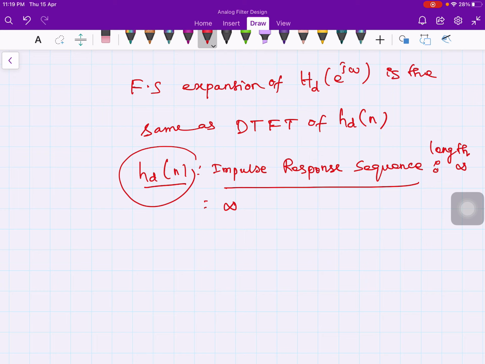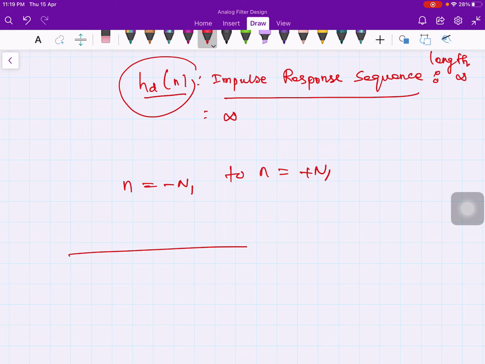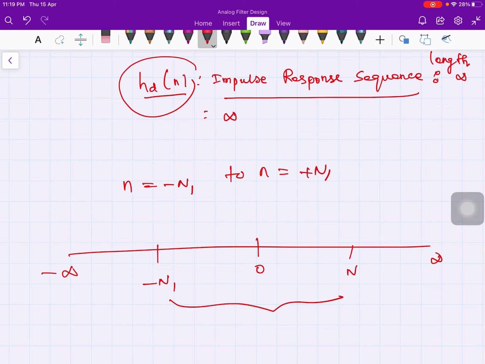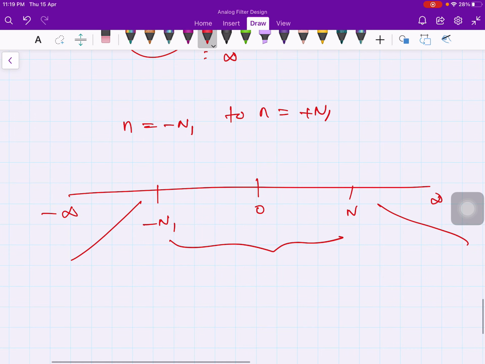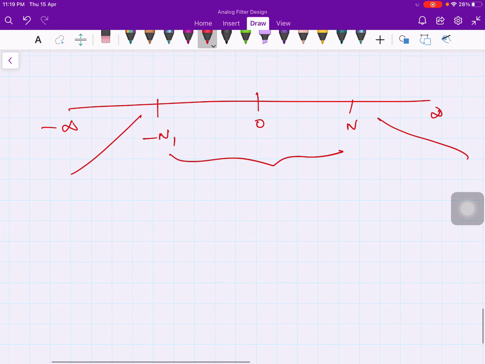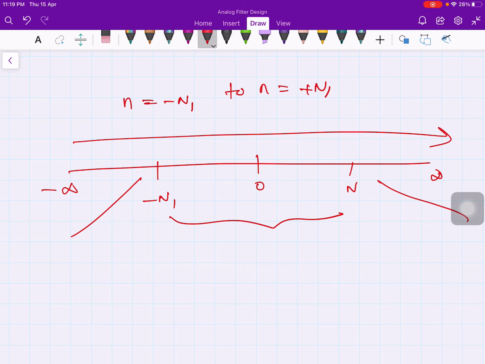So what you do is you truncate it. Arbitrarily you truncate it, maybe at n equal to minus n1 to n equal to plus n1. See, the impulse response sequence extends from minus infinity to plus infinity. The 0 is somewhere here. So you truncate from minus n1 to plus n1, and the remaining sequence you discard. Then the resulting sequence will define a finite impulse response. Originally the length is infinite, therefore you got an IIR filter, infinite impulse response filter.